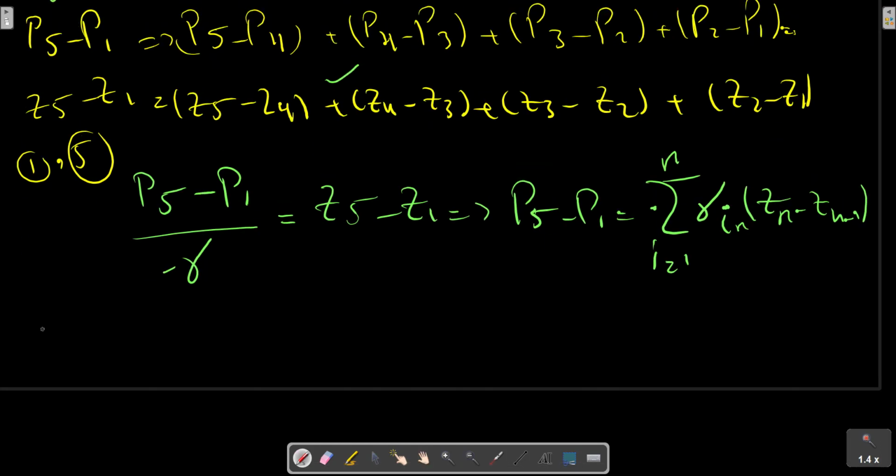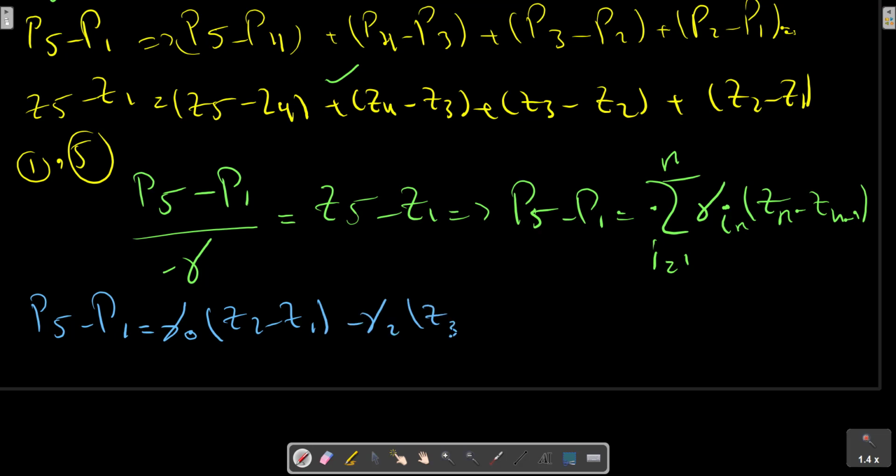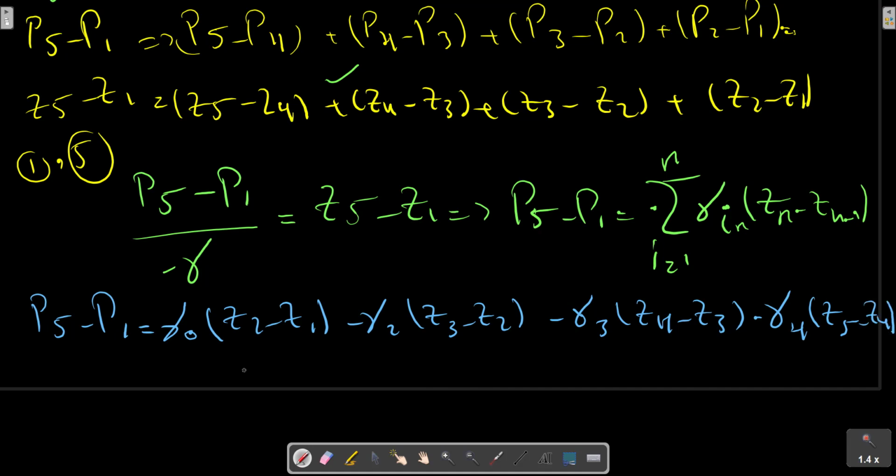We have P5 minus P1 equals the first liquid, for example gamma 0 times Z2 minus Z1, minus gamma 2 times Z3 minus Z2, minus gamma 3 times Z4 minus Z3, minus gamma 4 times Z5 minus Z4. This is the relation for the manometer.